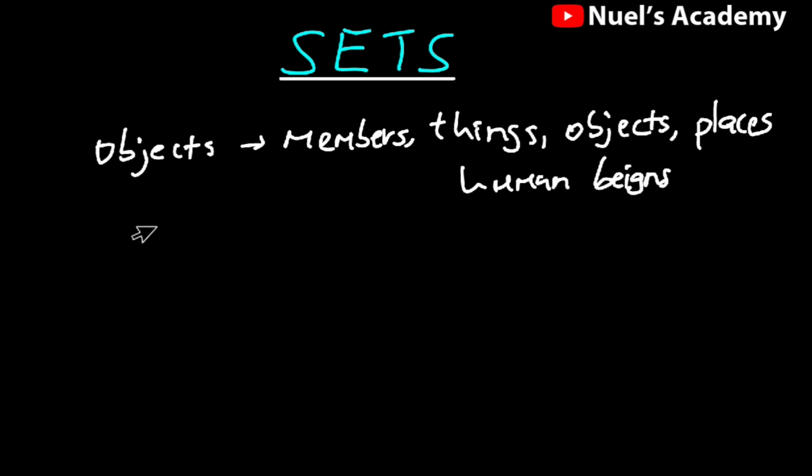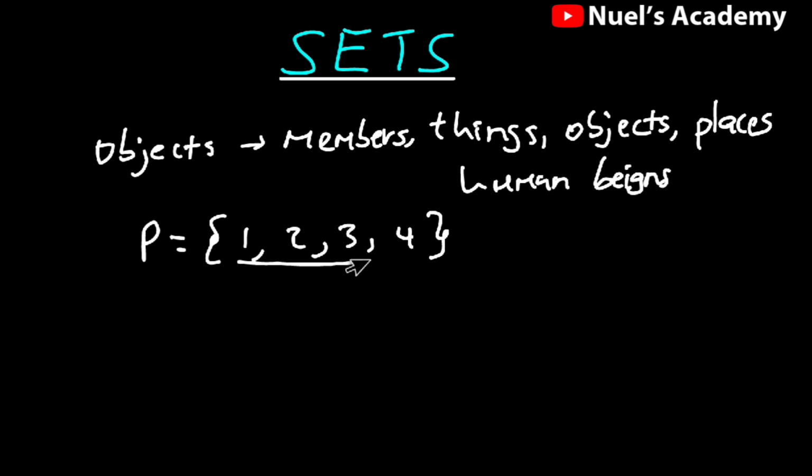Now, an example of a set, let's say that P is equal to {1, 2, 3, 4}. Now, this is an example of a set because it contains well-defined objects. In this case, it contains numbers, right? Now, if you have something like Q, then we have 1, 2, you have chair, and then you have a name such as Kingsley.